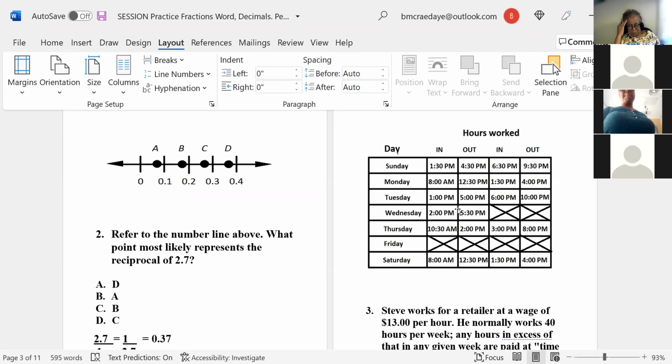So Monday is 7 hours. And Saturday is the exact same hours. Saturday the same hours. So what do you get when you add them up, Maureen? Your total hours that Steve worked is what? What's the total hours he worked according to this timesheet?